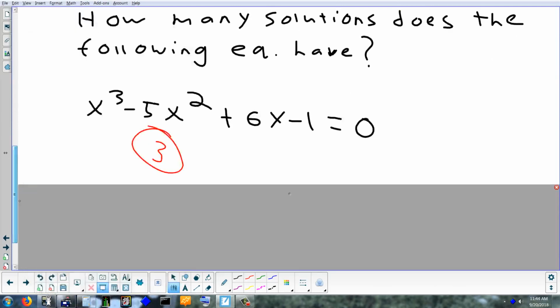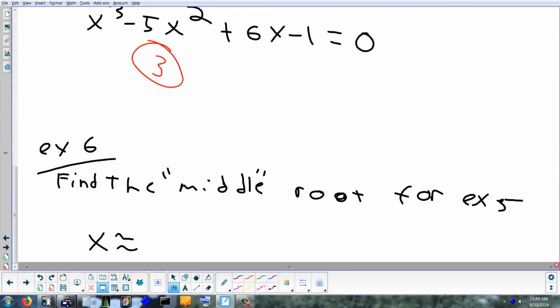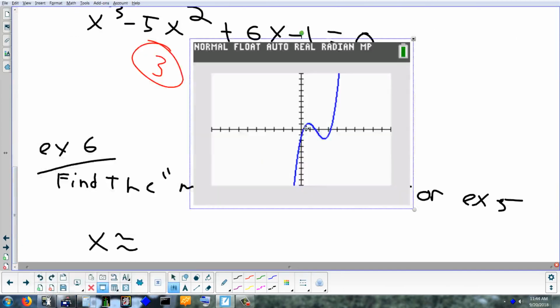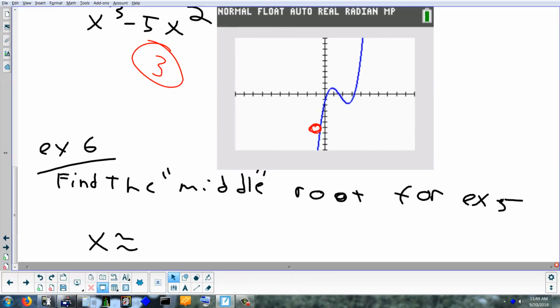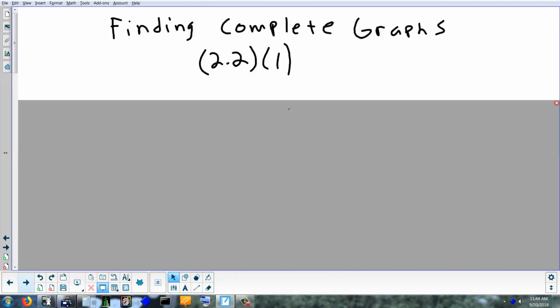Okay. Now, the next part was to find the middle answer. Is there any questions on how to do that? The second calc 0? If there's no questions, we'll just skip it. You use second calc 0, pick a point left, pick a point right, do a guess. We did a bunch of them today. So don't worry about finding the middle root. And if you're wondering why they said the middle one, I don't know. They just picked one. Just practice finding a root. Okay, so that's it for 2.2.